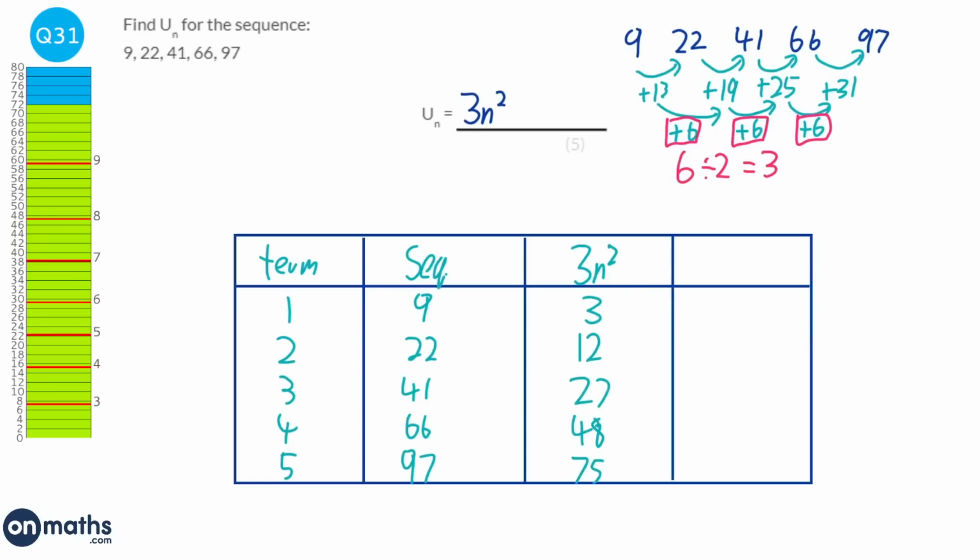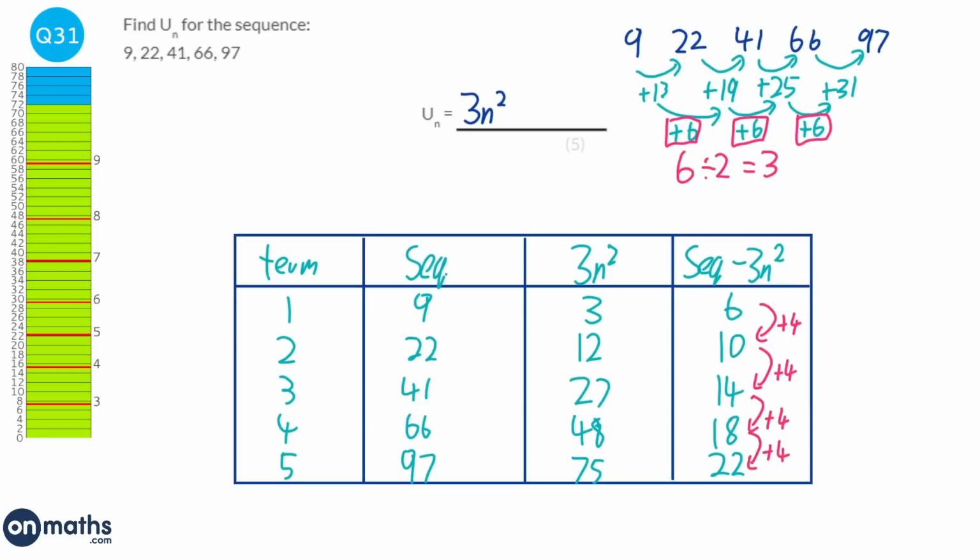And we're just going to remove that from our sequence. So we've got our sequence, and we're removing the 3n squared bit, because we know what that is. We've already answered that part. So 9 take away 3 is 6. 22 take away 12 is 10. So they're not the same with this. 14, 18, 22. Now what do you notice? Well, we notice that these ones here are going up in 4s. So we've got a linear sequence here. So they're going up in 4s.